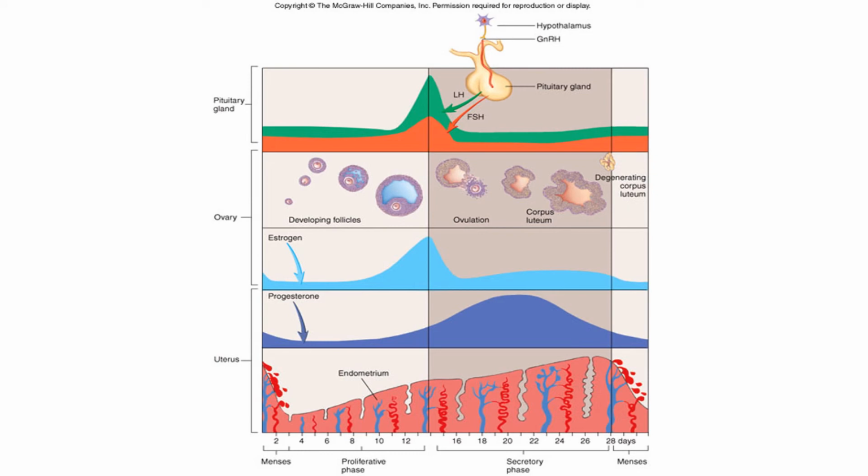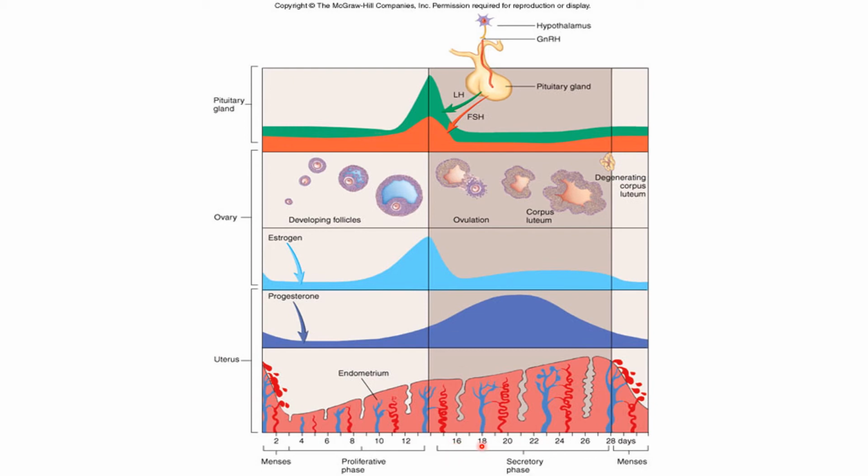Here, it shows you a comparison or a graph of what happens with your pituitary gland, the ovary, and of course the uterus, and the levels of the estrogen and the progesterone. So here you have the first few days of menses and then the proliferative phase. This is how the endometrium looks like, the levels of the progesterone, estrogen, the developing follicles, and the processes in the pituitary gland.